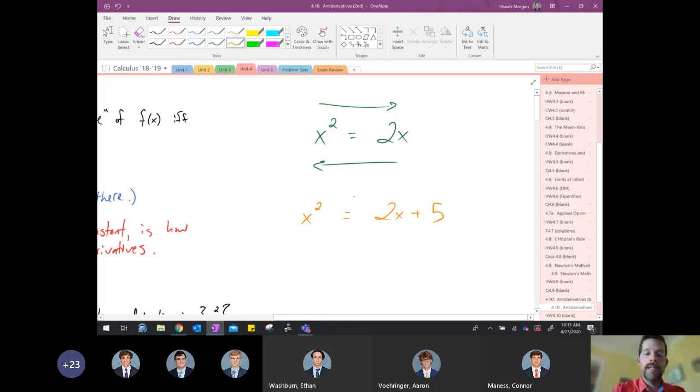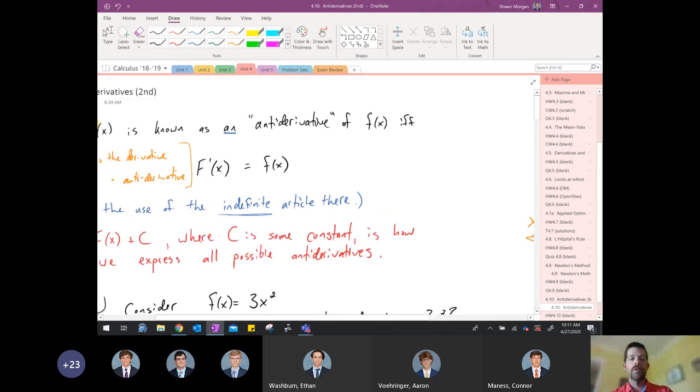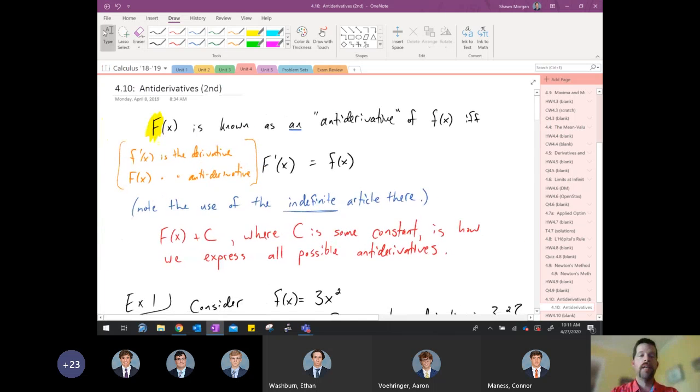So the idea is, if I asked you what's the derivative of x squared, you would just say 2x. But if I asked what's the antiderivative of 2x, you would say x squared. So back to our main screen here, the idea of the antiderivative means that there's not only one, there's many. There's infinitely many, as a matter of fact.